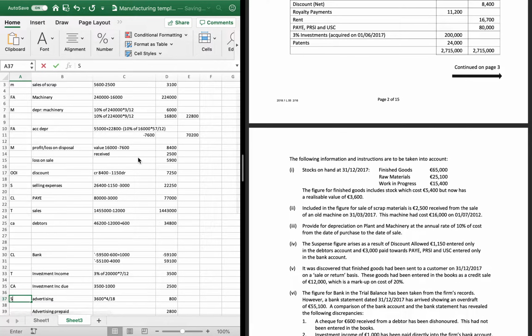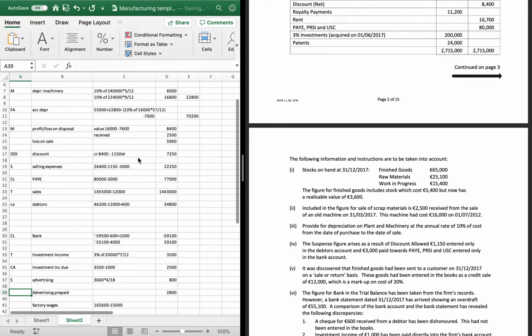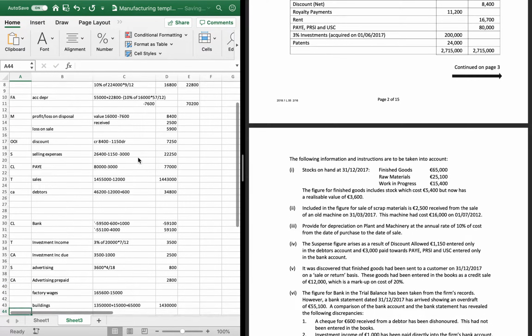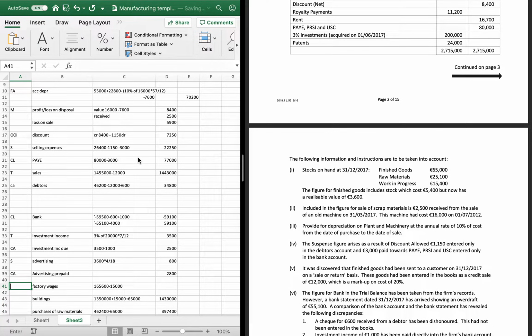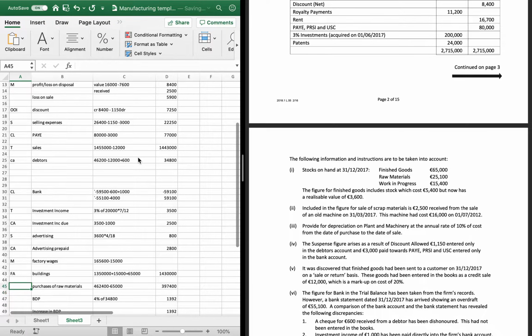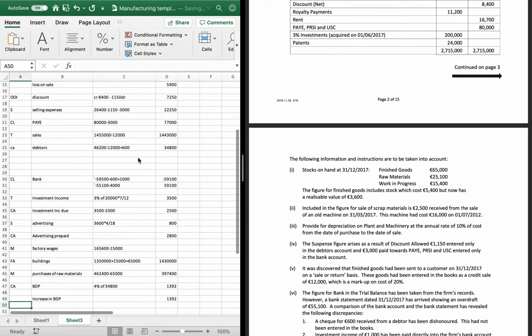Advertising is a selling expense, just loads of selling ones. Advertising prepaid is a current asset, we know that, we see that a lot. Factory buildings is manufacturing, but it's a fixed asset. Purchase of raw materials is in the manufacturing, raw materials of course. The bad debt provision is a current asset as a minus, and the increase in BDP is trading again as an expense, as a selling expense.